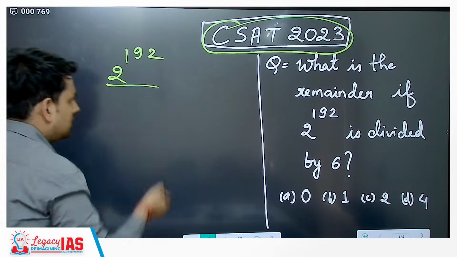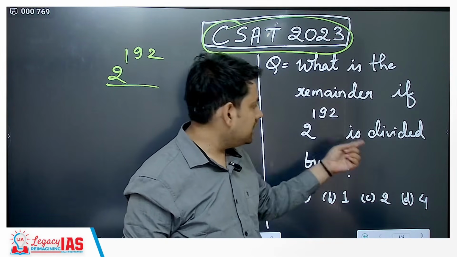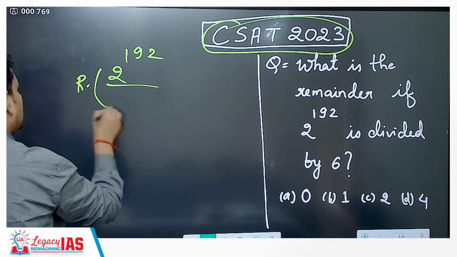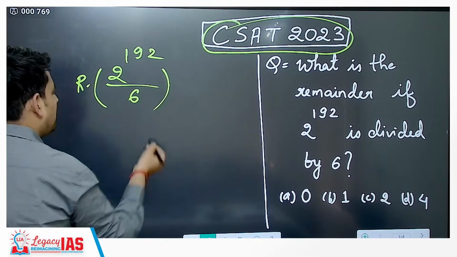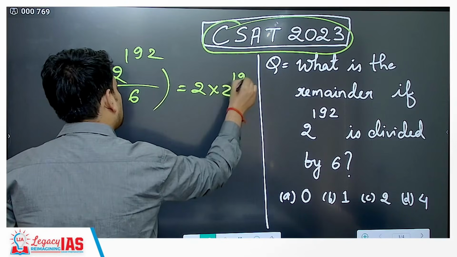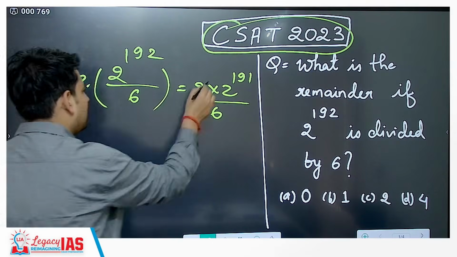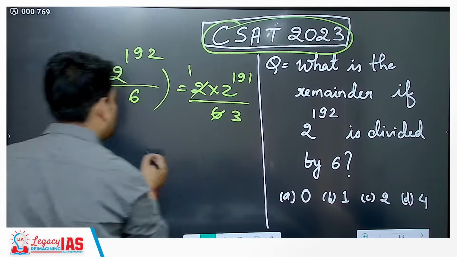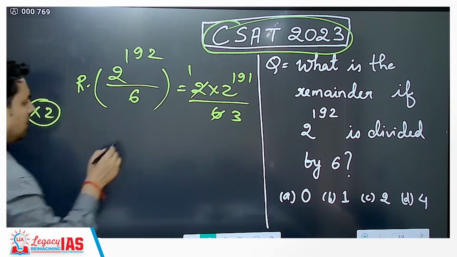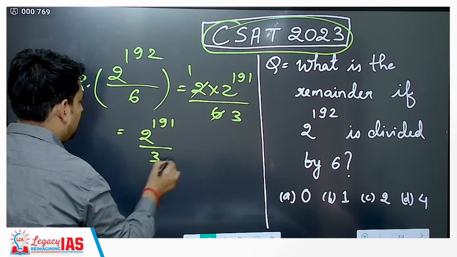So the question says, what is the remainder if 2 power 192 is divided by 6? So I need to find the remainder when 2 power 192 is divided by 6. Simply, I can write it as 2 into 2 power 191 upon 6. Now I can cancel it. It is 1, 3. What have I cancelled it with? 2. So I will write 2 separately. Now what am I left with? 2 power 191 by 3.